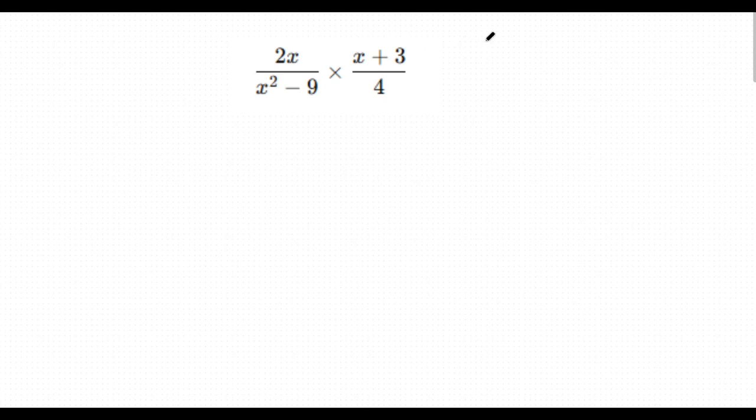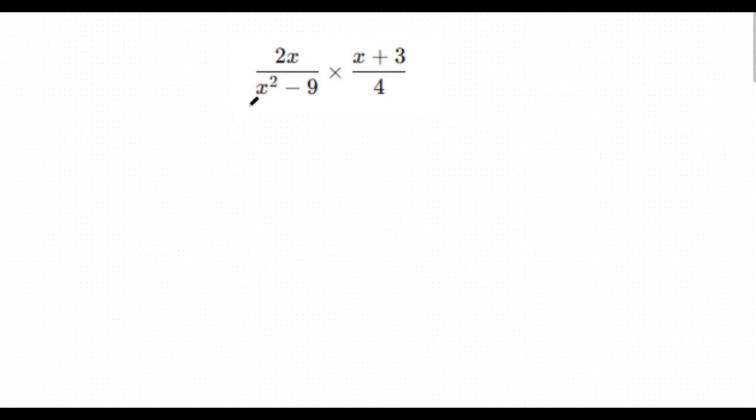and dividing rational expressions. Let's see here. 2x over x squared minus 9 multiplied by x plus 3 over 4. Let's take a look at this equation. What we're going to do is we're going to factor. So let's try to find some low-hanging fruit here.